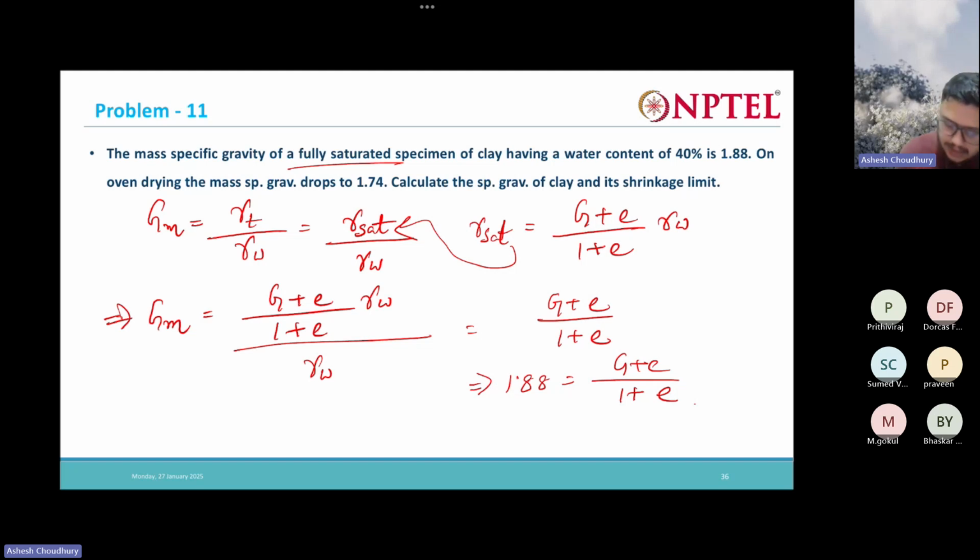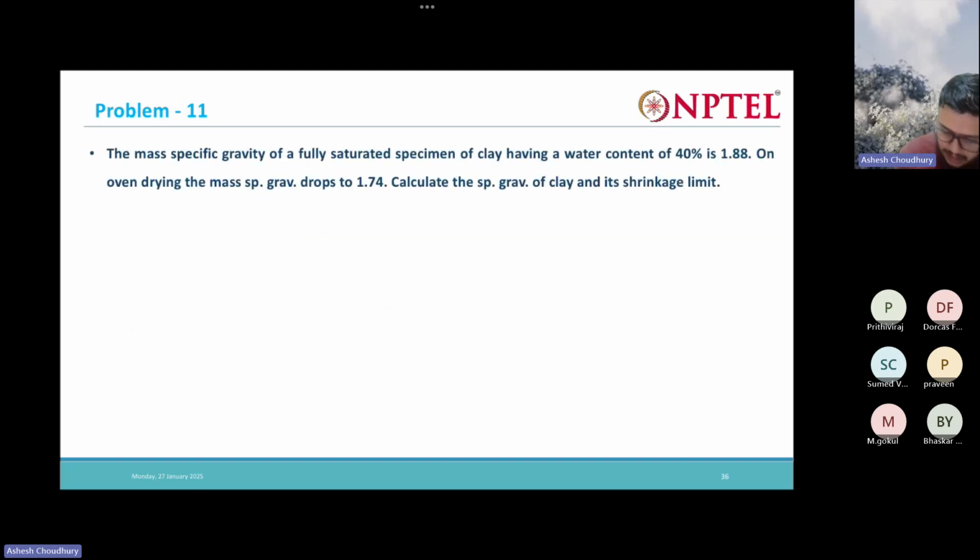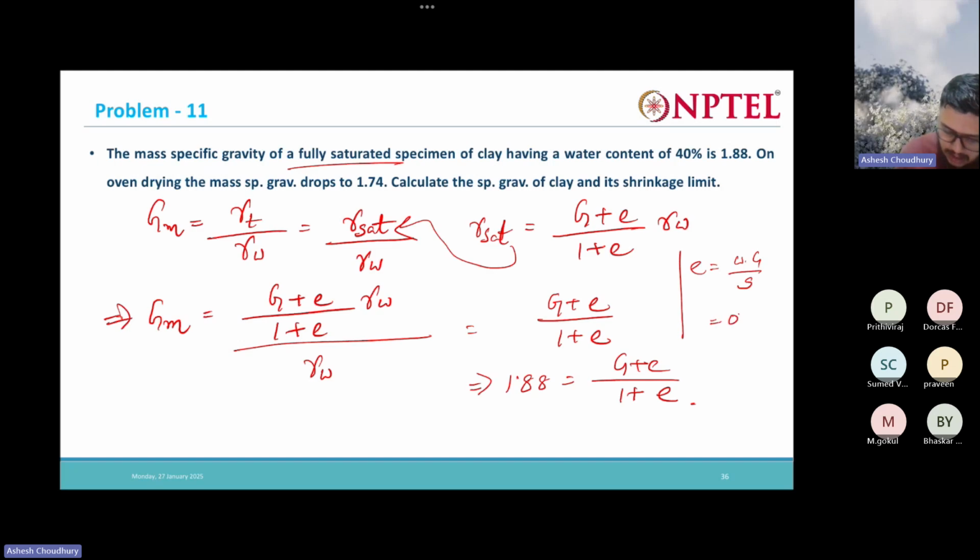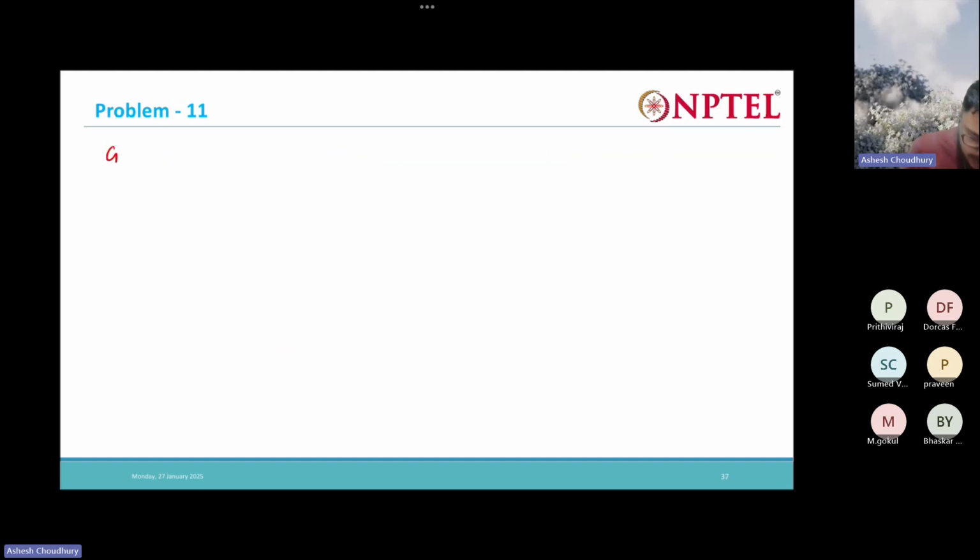Okay, now what is e? e is w into G by S. So S is 1. So I can write it as 0.4 G. e is 0.4 G. This 0.4 G I can put here. We'll do it here: (G plus 0.4 G) by (1 plus 0.4 G) equals 1.88.